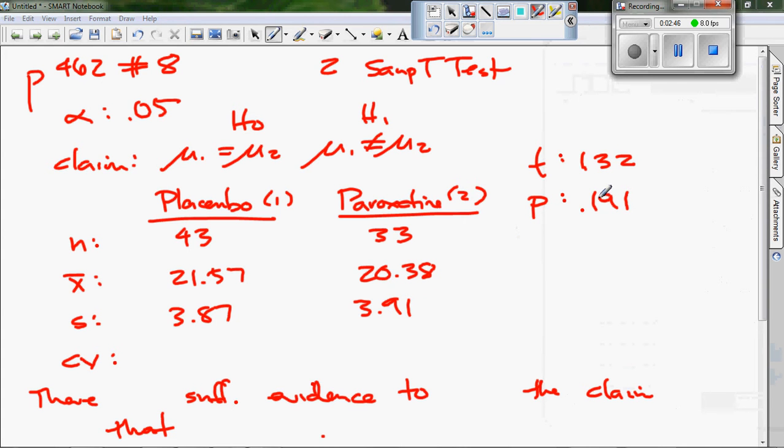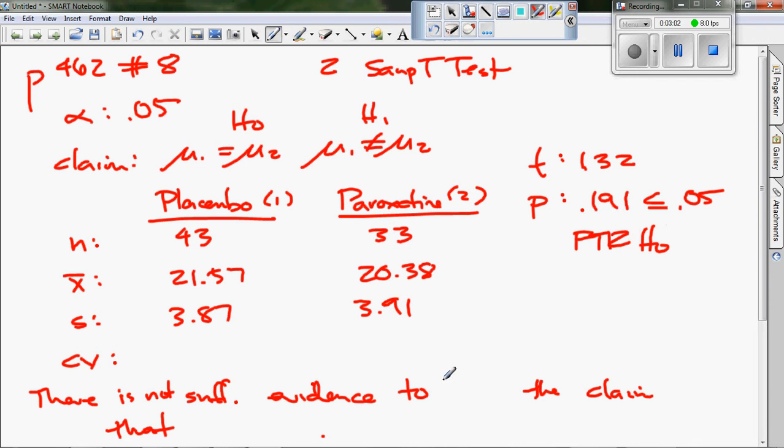Alright, we're going to compare this to the significance level, 0.05, and it is not less than the significance level, so we're going to fail to reject the null hypothesis. Since we're failing to reject, there is not sufficient evidence to reject the original claim, which is the null hypothesis. So we're going to write: fail to reject the claim that mu1 equals mu2.